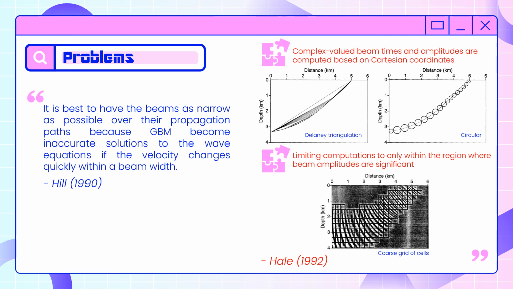Second, limiting computation to only within the region where beam amplitudes are significant. The solution for this issue is by decomposing the subsurface image into a coarse grid of square cells to generate simple and efficient loops over determined coordinates.